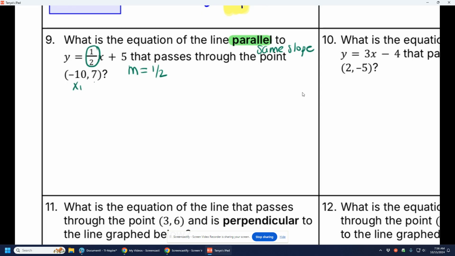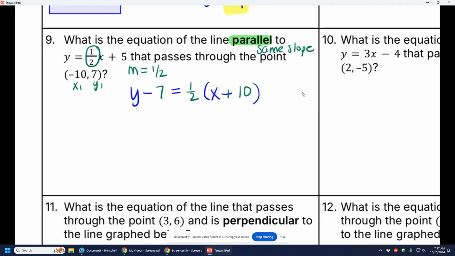But they wanted to pass through this point, negative 10, 7. So that'll be our x1, y1. And we're going to plug in to point slope form. That's on the front of your page. So point slope form starts with y minus y1, which in our problem is 7, equal sign, m, which we're using 1/2, parentheses x minus x1, which for us is negative 10. So since we're subtracting a negative, I'm going to go ahead and change that to a plus 10, close parentheses. So that would count as an equation.